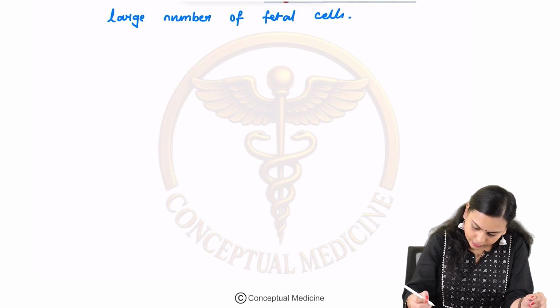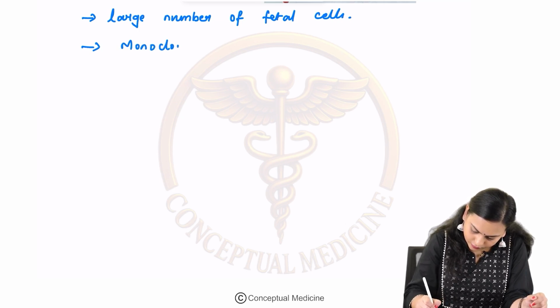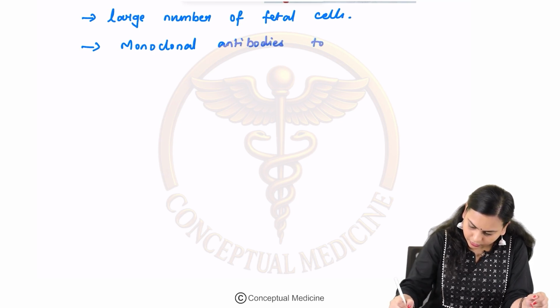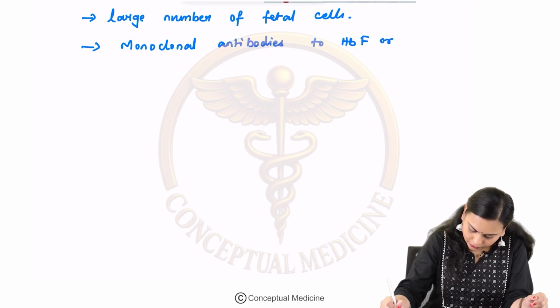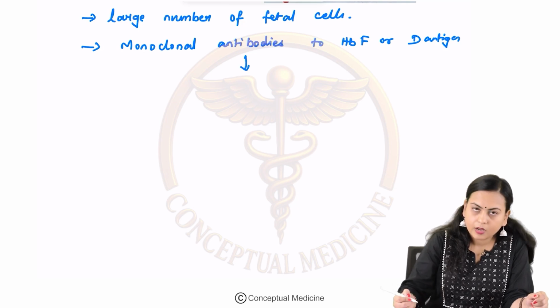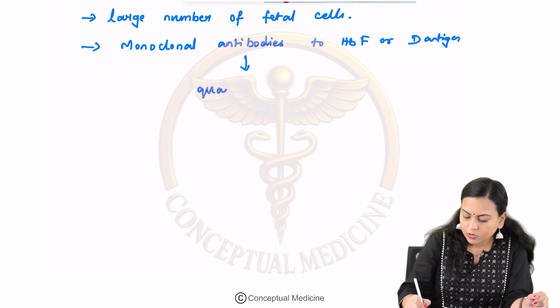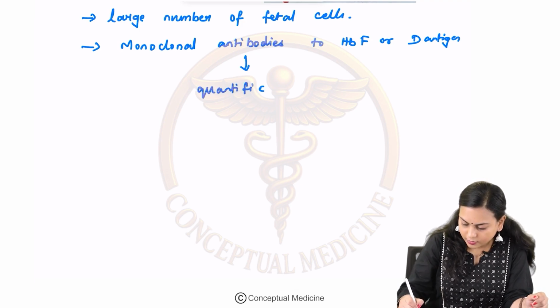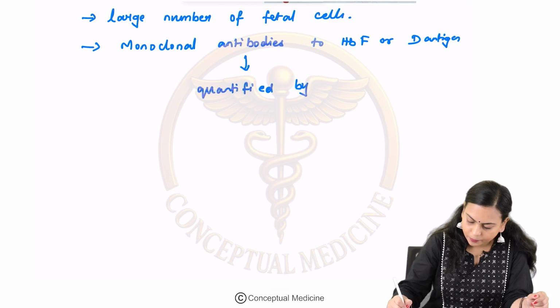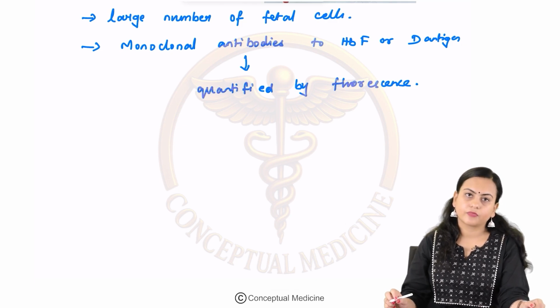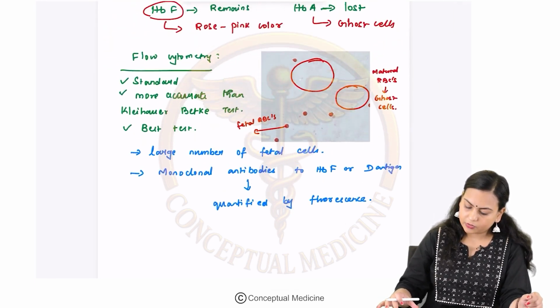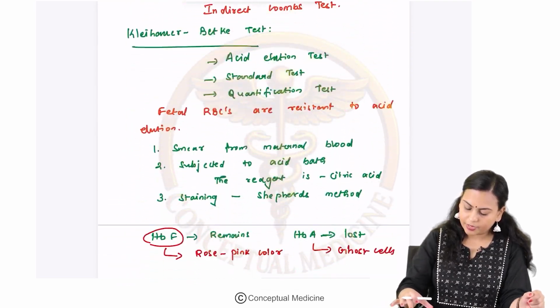So, we will be using monoclonal antibodies to HbF or D antigen, and it is subjected to fluorescence where it will be quantified. So this is how we calculate the fetal-maternal hemorrhage.